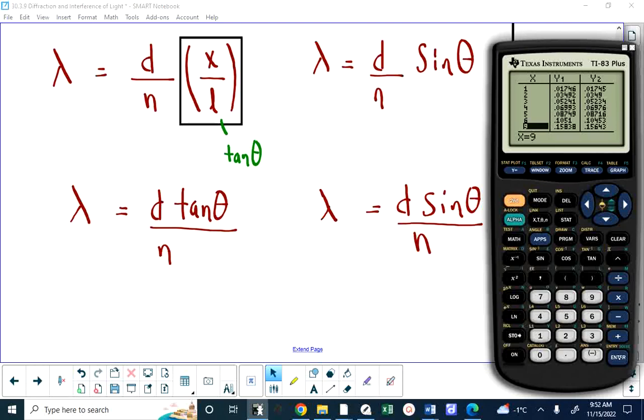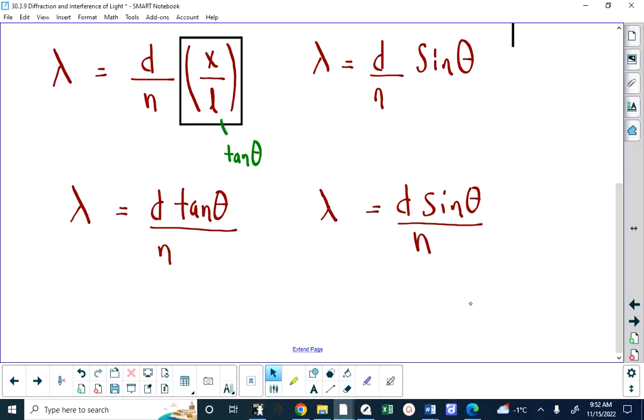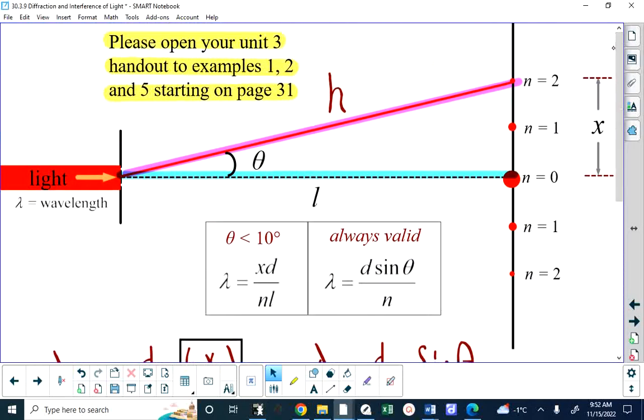Somebody somewhere has decided, for Alberta Ed, that 10 degrees is the cutoff mark. They've decided that we'll go with 10 degrees because if it's less than 10, these numbers are close enough that we really don't care. The question then becomes, and many of you will already be asking in your head, why do we use the crappy formula? And the answer is, seriously, it's easier to measure L in the lab than it is to measure H.